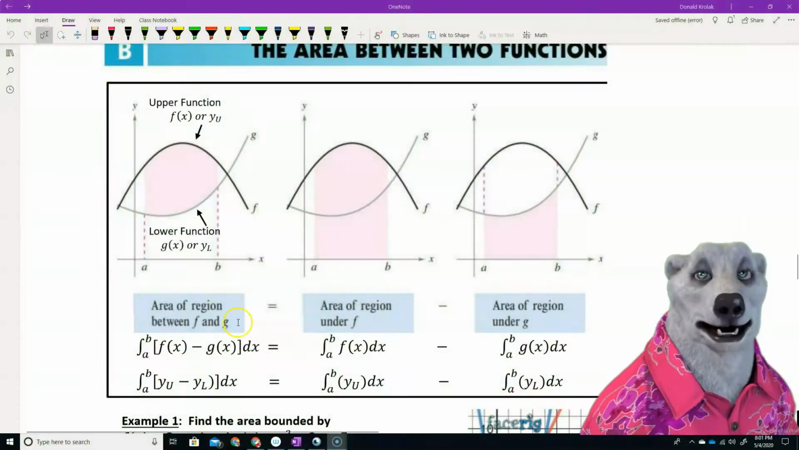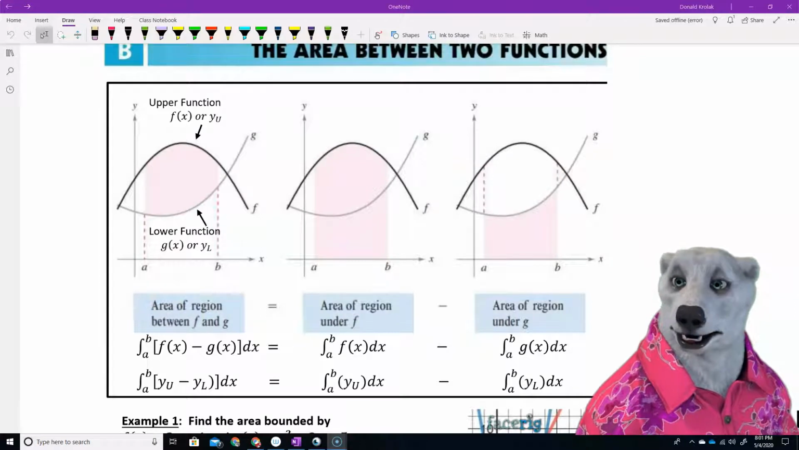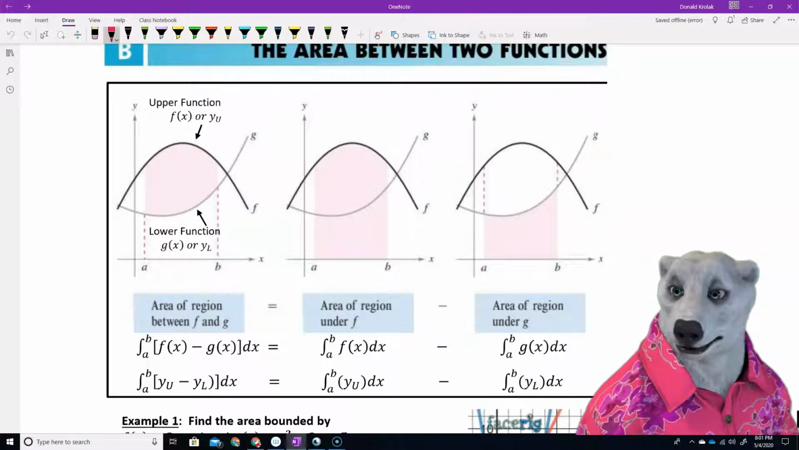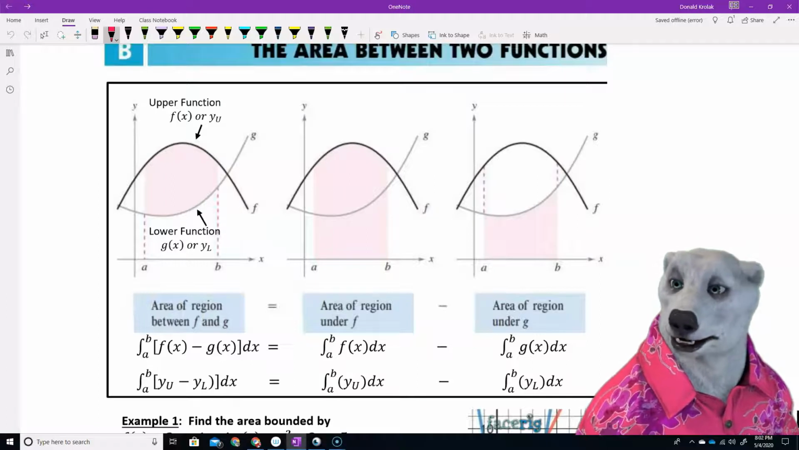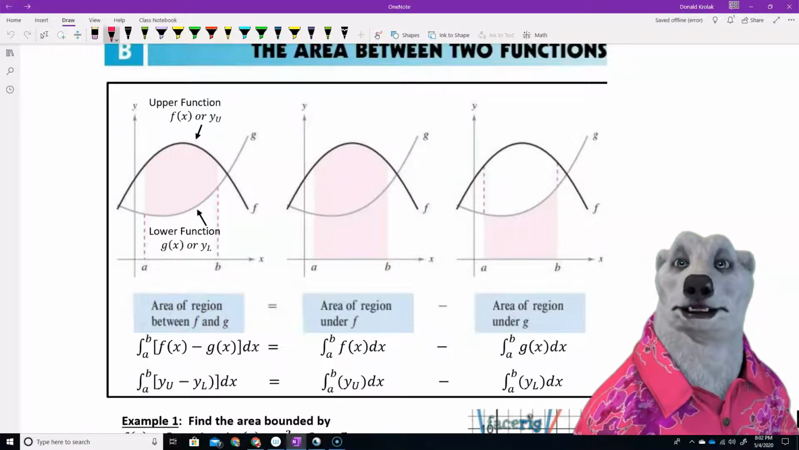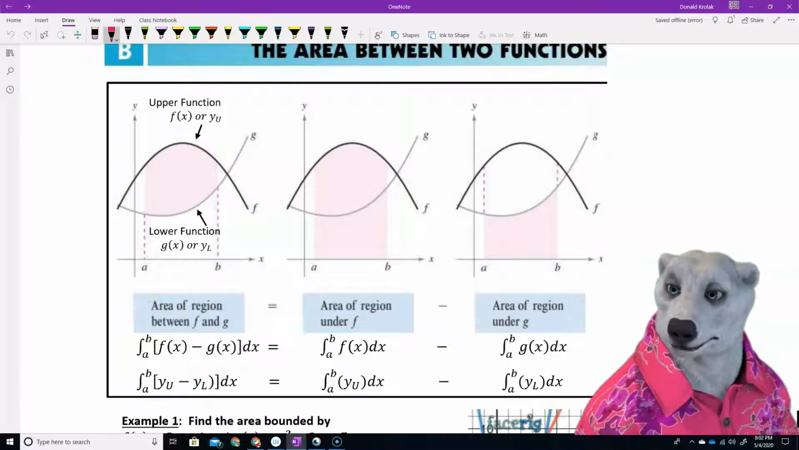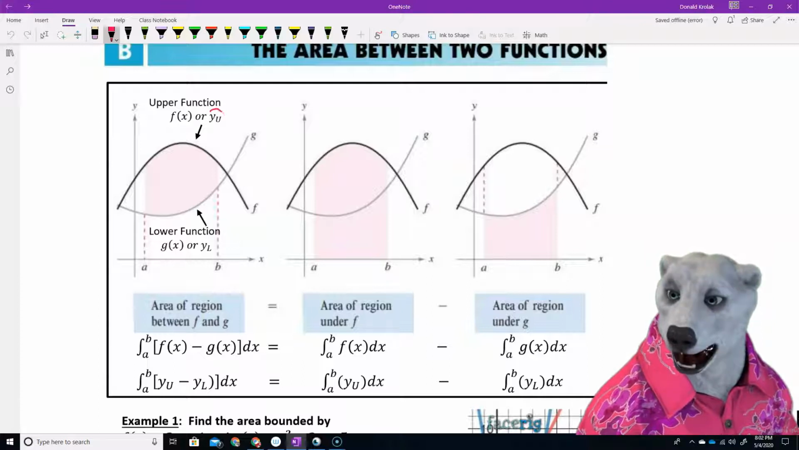So if you look up here, we've got two functions: a function g and a function f. And we want to find the area that is between the two functions. In order to do that, we've got to be able to determine which one is the upper function and which one is the lower function. So y sub u is upper, y sub l is lower.